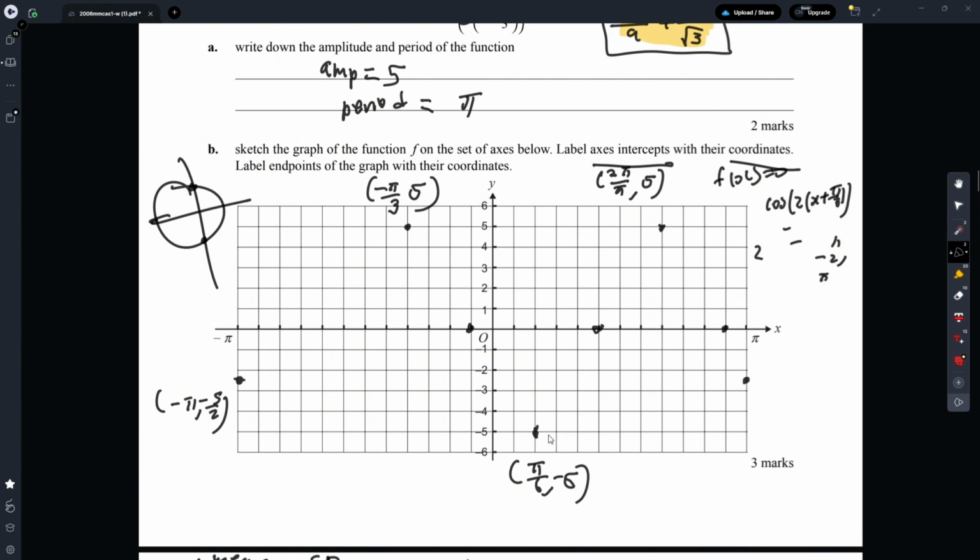2 pi on 6 minus pi is minus 5 pi on 6. That's 10 pi on 12. That's minus 10 pi on 12, minus 5 pi on 6. Negative 5.